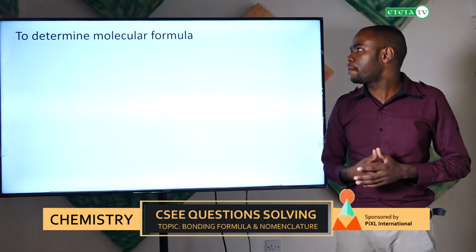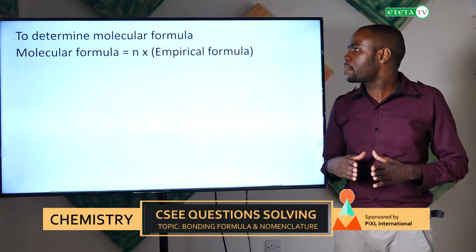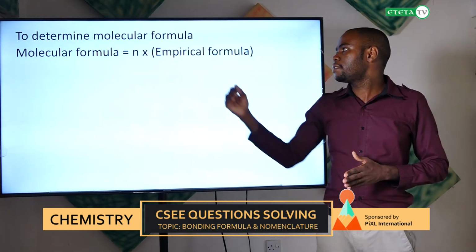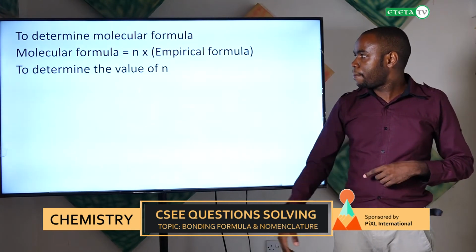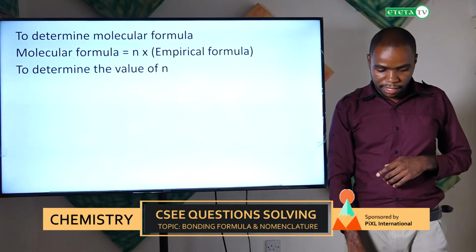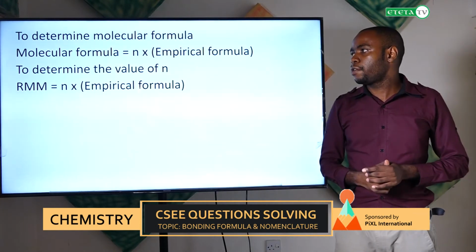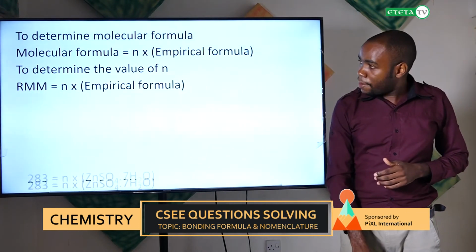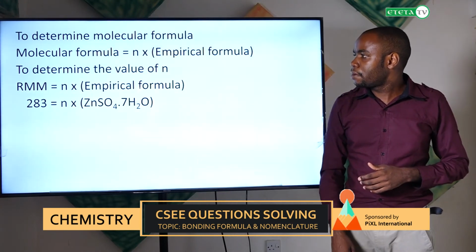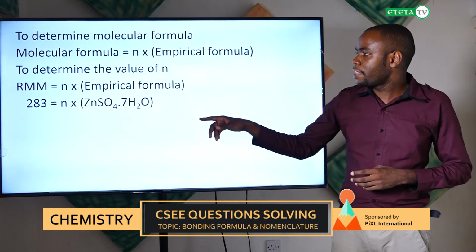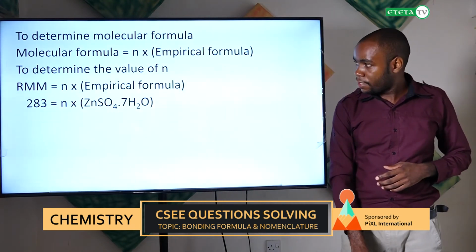Now, how do we determine the molecular formula? The molecular formula can be determined by using the following formula: molecular formula is equal to n times the empirical formula. But how could you determine the value of n? By using the following formula: relative molecular mass is equal to n times the empirical formula mass. The relative molecular mass here is 283, which is equal to n times the empirical formula, zinc sulfate heptahydrate.